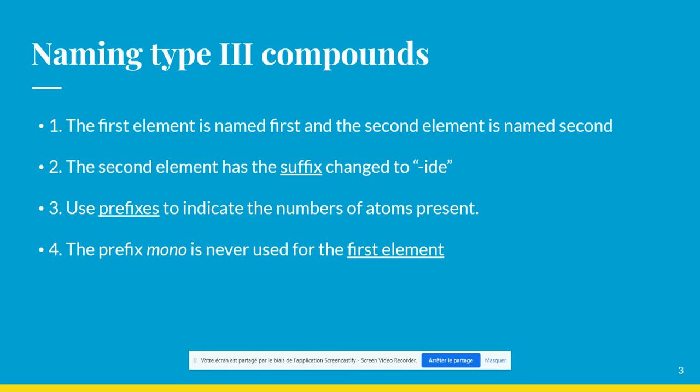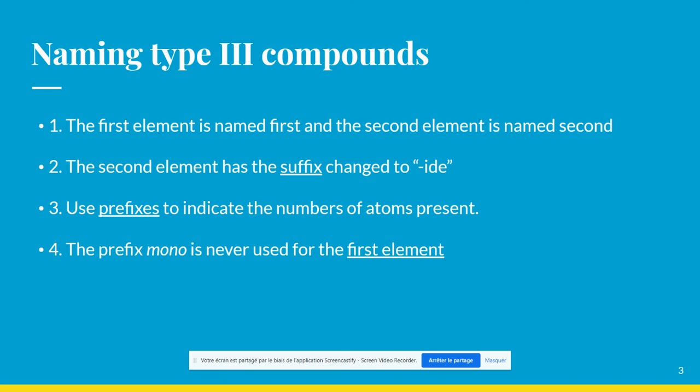So for example, you've probably heard of carbon dioxide. That is why. That's a type 3 compound. Then we use prefixes to indicate the number of atoms present. So for example, carbon dioxide, the di is there because there's two oxygen atoms. And then the prefix mono, it's never used for the first element. So instead of being monocarbon dioxide, it's just carbon dioxide. We do use mono for the second element though, for example, dihydrogen monoxide.